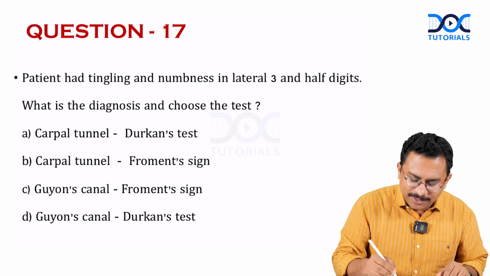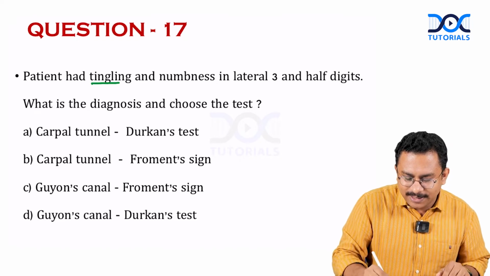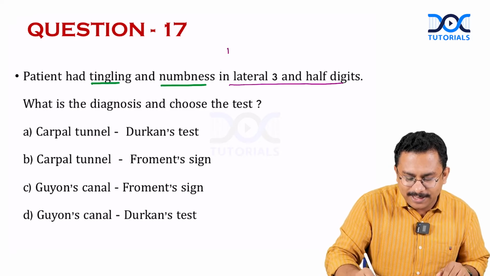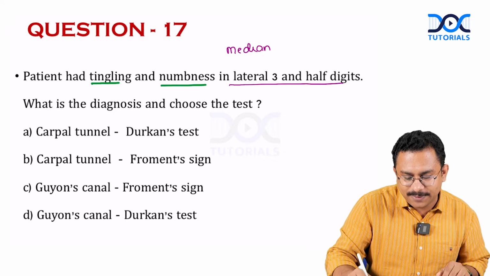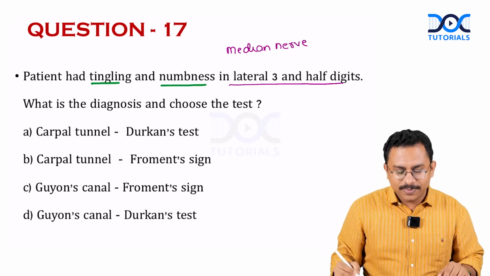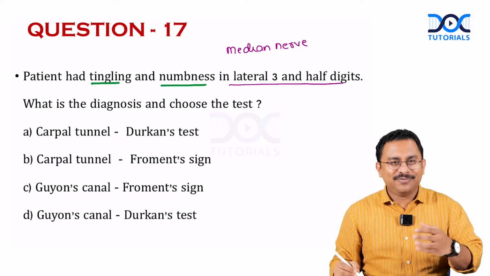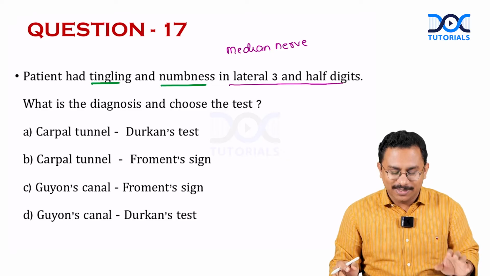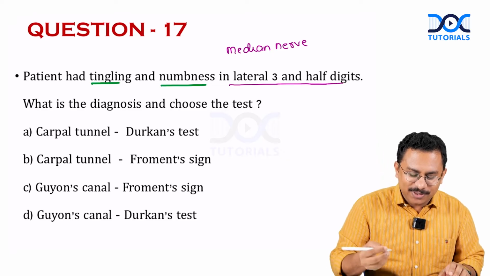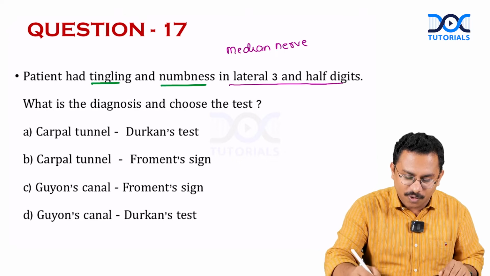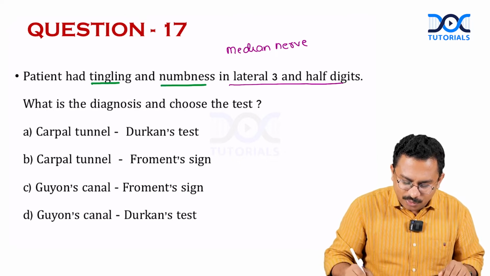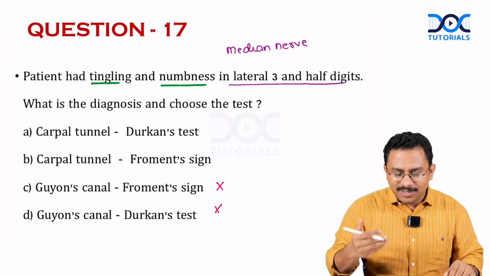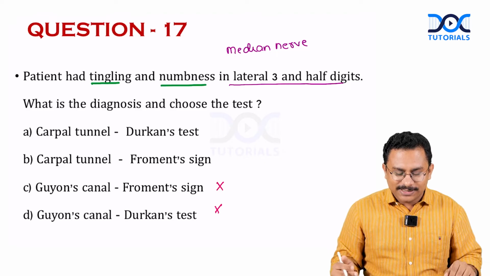So the first statement tells you that the patient is having tingling and numbness in the lateral 3.5 digits, which is typically in a median nerve distribution, correct? So median nerve distribution, where is the anatomical site of involvement? This is likely to be the carpal tunnel. Because Guyon's canal, we know that it is the ulnar nerve that is getting involved. So I can straight away rule out option C and option D. So it is carpal tunnel, and you've got the Durkan's test as well as the Phalen's sign.